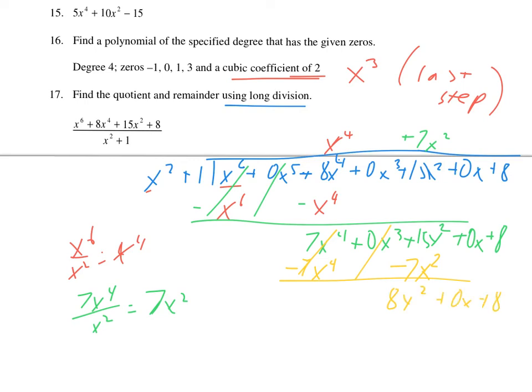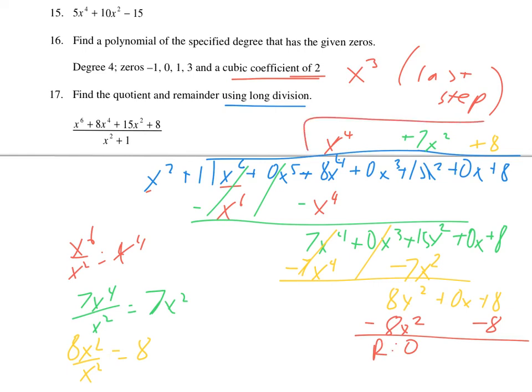So now one more round of first thing inside divided by first thing outside. Since I know the powers are the same now, that's going to be the last piece of my answer, which is 8. I'll go ahead and multiply that by the front. So that gives me 8x squared and 8. I'll change the signs, and then I actually get no remainder. So that's it. That's my answer.